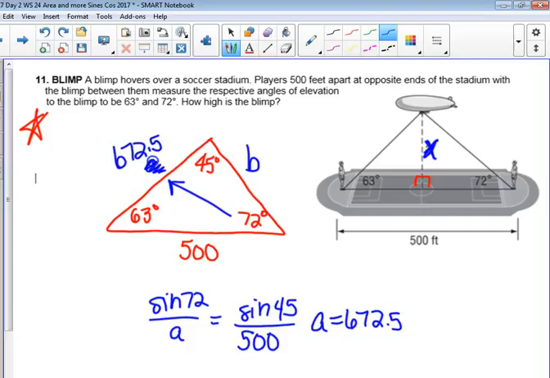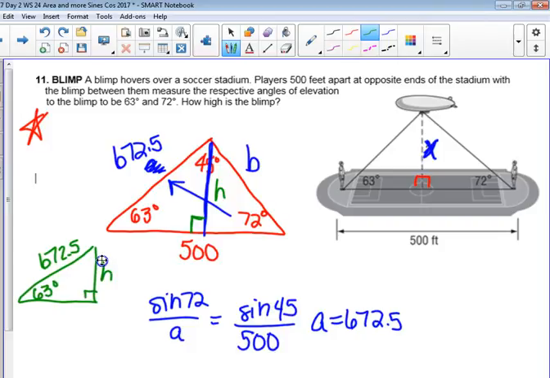Okay, so now we know this. Now we want the height. Well, if it's a height, what's it making at the bottom down here? 90 degrees. So we have 672.5, 63 degrees, a 90, and we want the height. You can still use law of sines. I know a whole bunch of you are going to use law of sines still, okay? You can also just use SOHCAHTOA because it's a right triangle though, right?